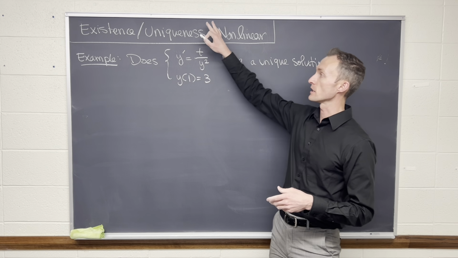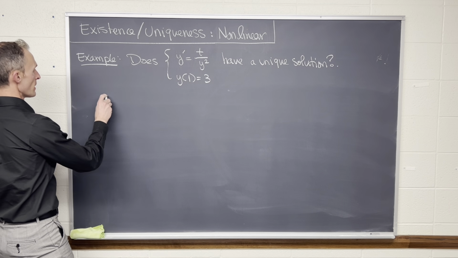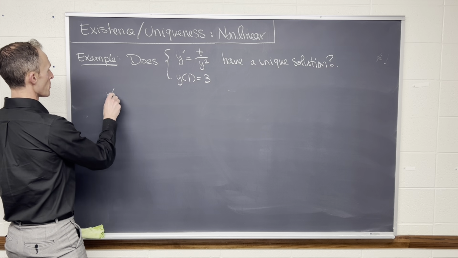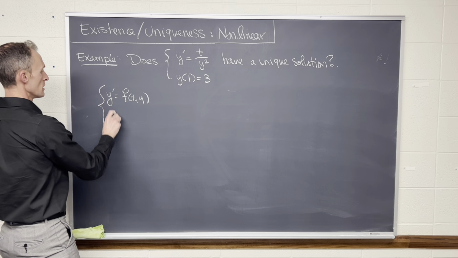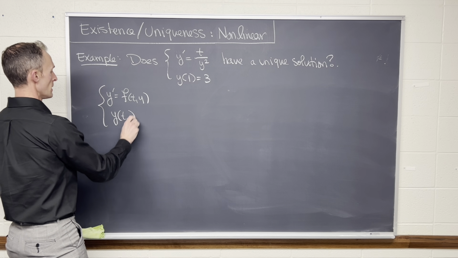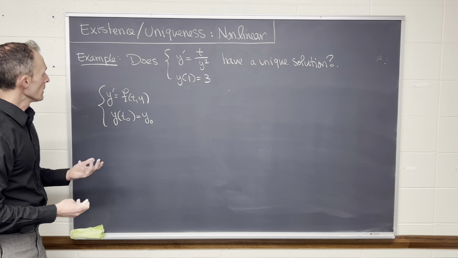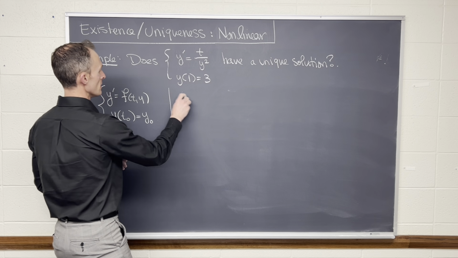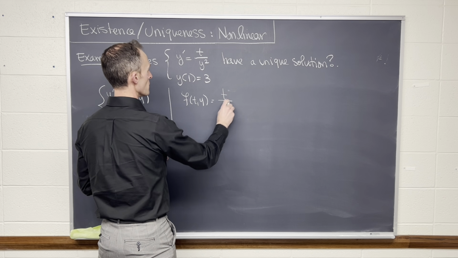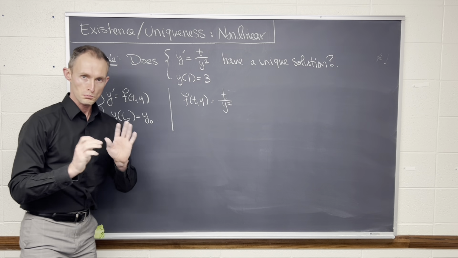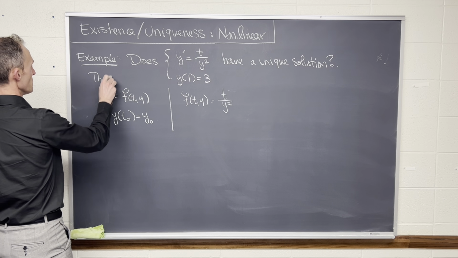Now, there's a theorem that governs this entire thing. And what does the theorem say? It says you look at something that looks like y prime is some function of t and y, given the initial conditions, y of t naught is equal to y naught. That's the starting point for this whole thing. Now, in our example, f of t comma y is just the right-hand side, so this is t over y squared.